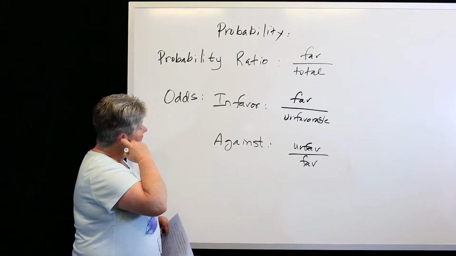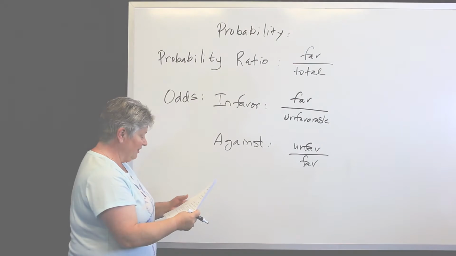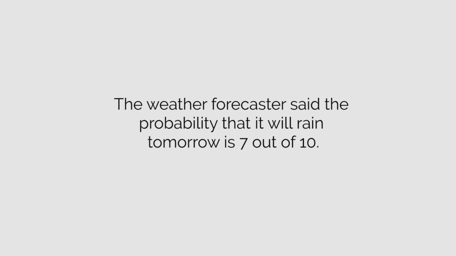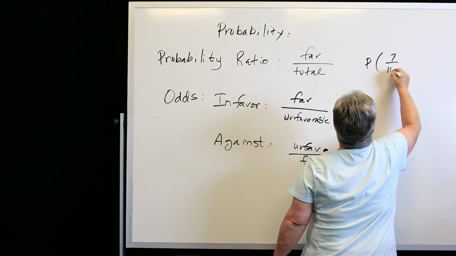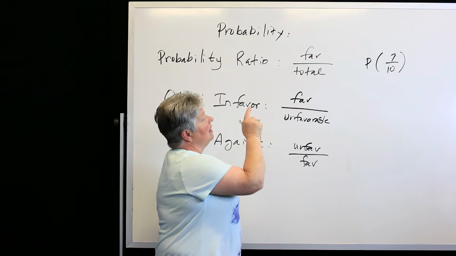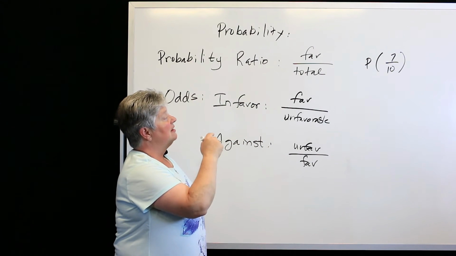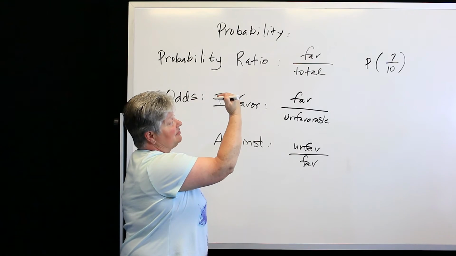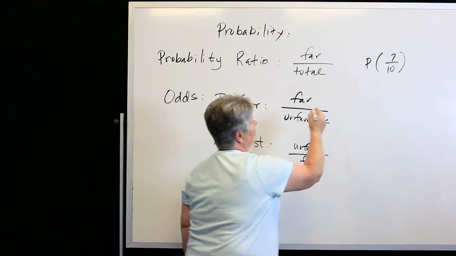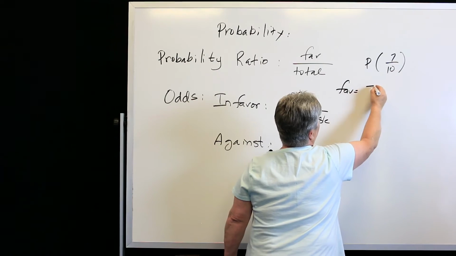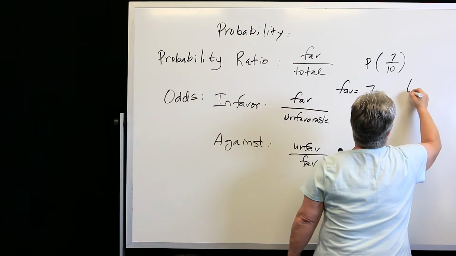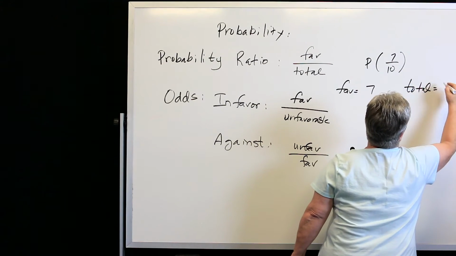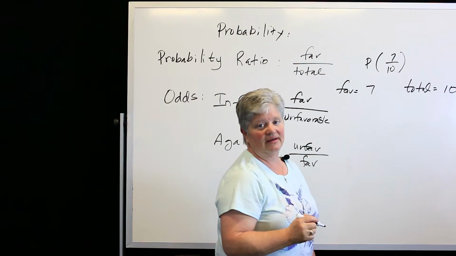So let's look at an example. The weather forecaster said the probability it will rain tomorrow is 7 out of 10. So the probability here is 7 out of 10. What we know is that probability is favorable to total. So in this example, my favorable number of outcomes is 7. There are 7 ways it will rain. I've really considered a total number of ways to be 10.